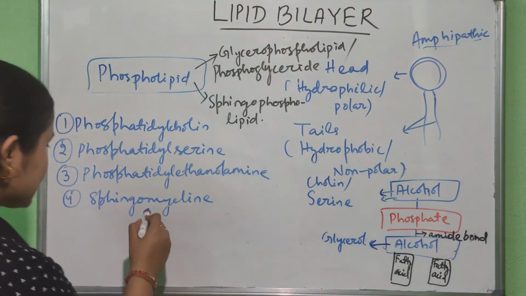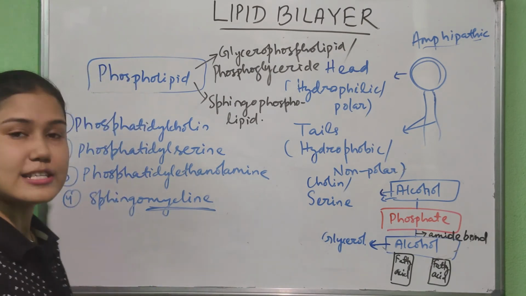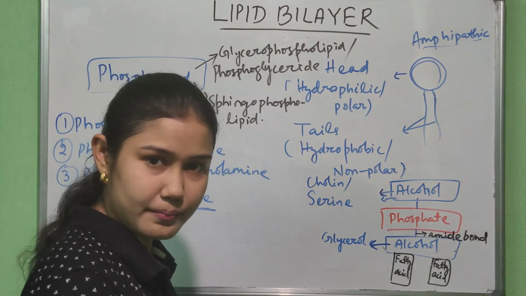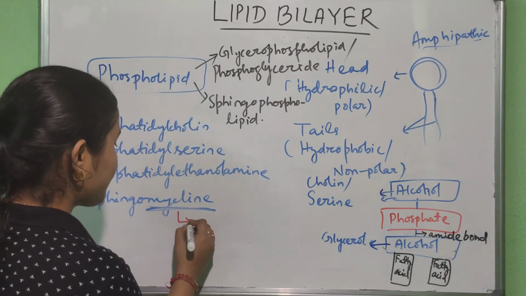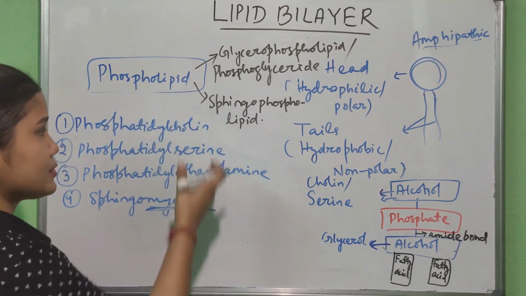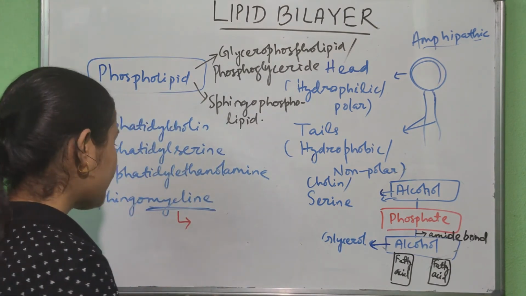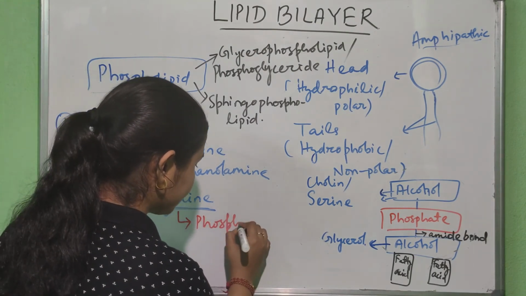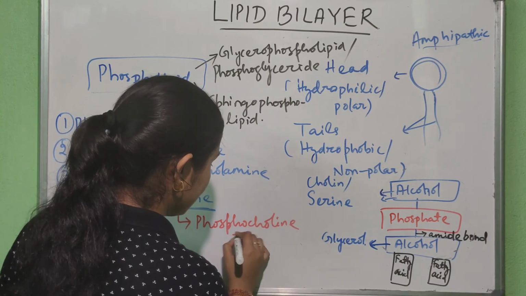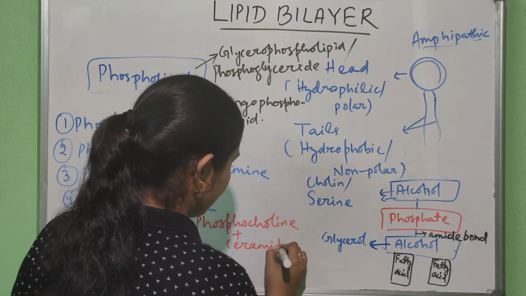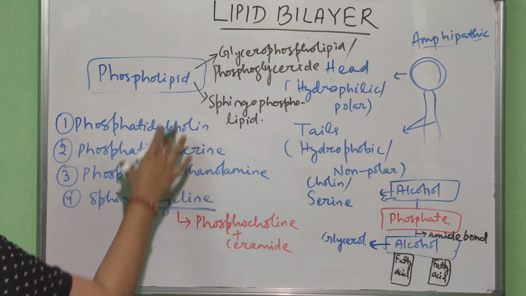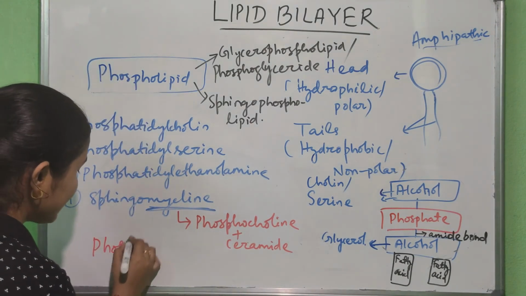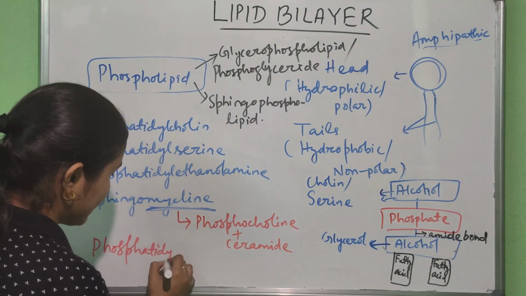Considering the sphingomyelin, this is the sphingophospholipid which is found in the myelin sheath. Clear? And this is the most abundant sphingolipid molecule. Its structure consists of phosphocholine and ceramide. And besides these 4 phospholipids, another phospholipid is present, that is phosphatidyl inositol.